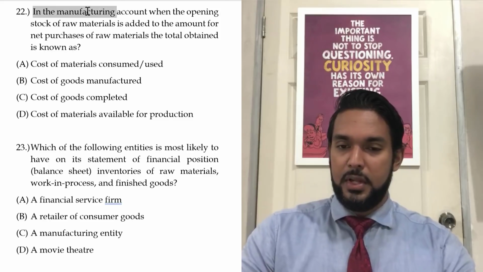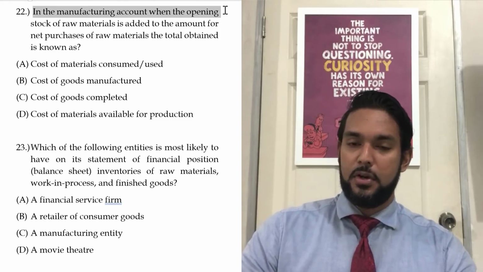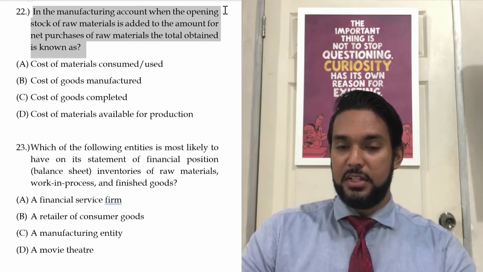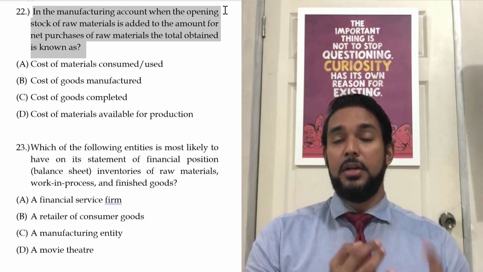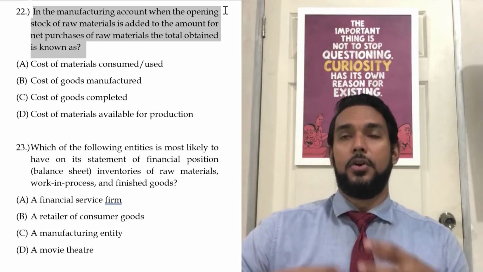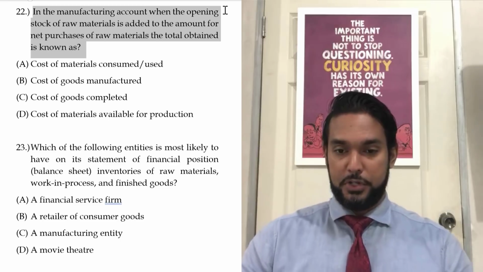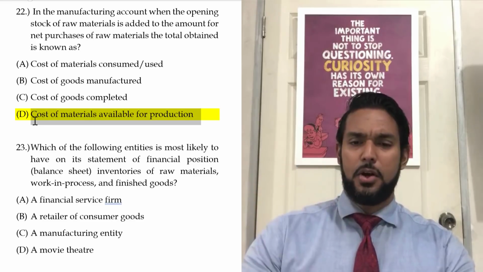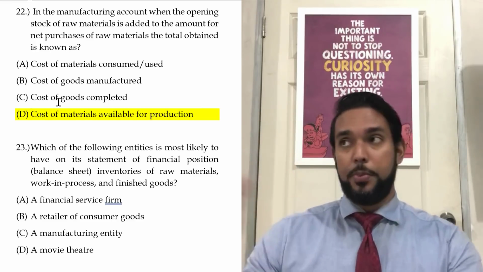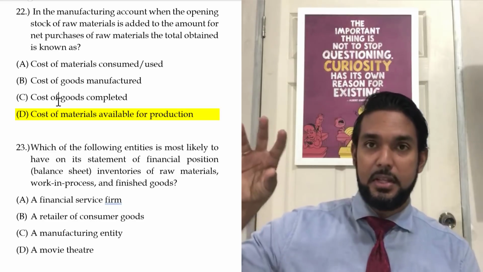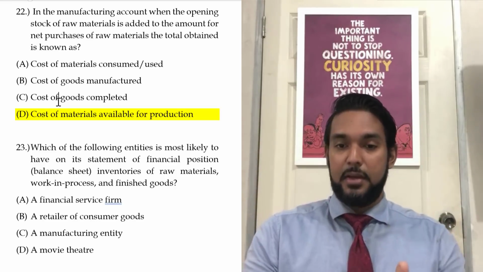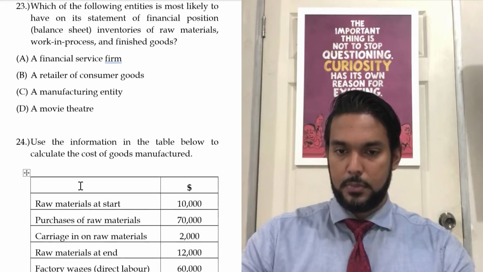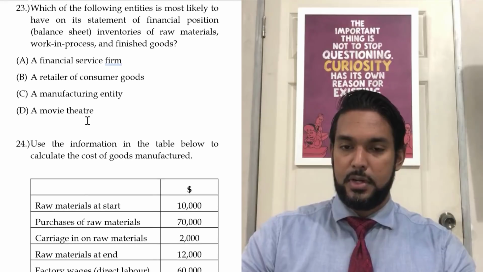That's 70% now. In the manufacturing account, when the opening stock of raw materials is added to the amount for net purchases of raw materials, the total obtained is known as, so opening stock plus purchases, cost of materials available for use in production. Cost of materials available for production. So it kind of mirrors your trading account where you do opening stock plus cost of goods manufactured. That's the cost of goods available for sale. But here, the materials are not being sold, they're being used in production.